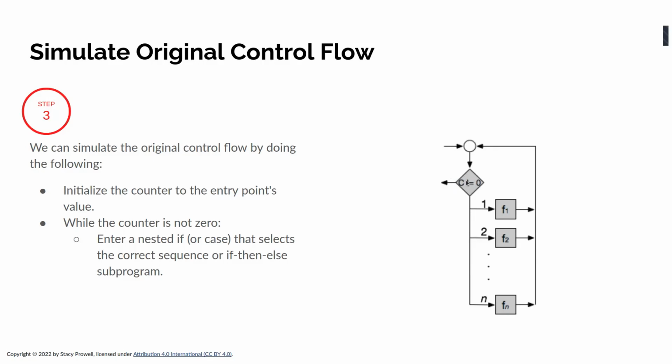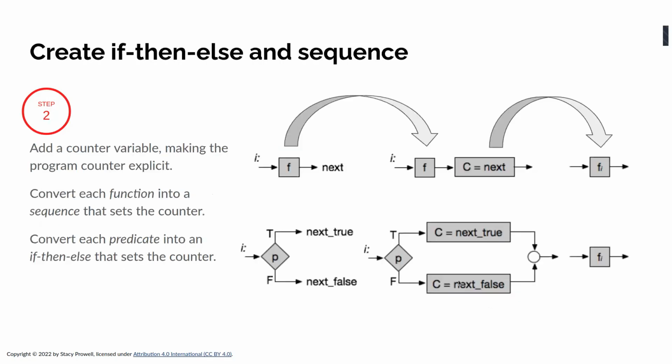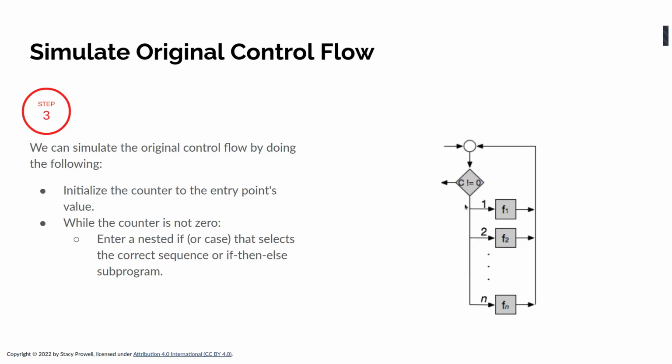If it's not 0, you go into a series of nested ifs, or a case statement if you want to get fancy. Just think of it as a series of nested ifs. And you see, is C 1? If it is, do the little program F1 that you created up here. If it's not, see if it's 2. If it is, do F2. If not, see if it's 3, and so on up through whatever n is.